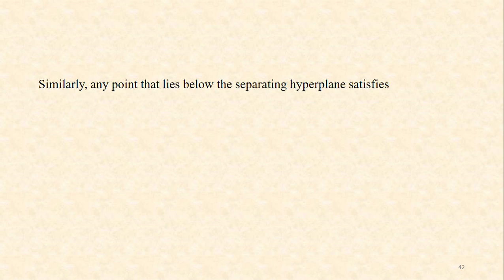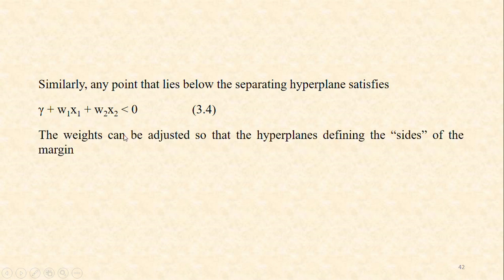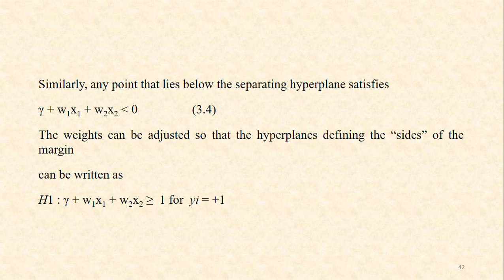And similarly, any point that lies below the hyperplane satisfies the equation gamma plus w1 x1 plus w2 x2 less than 0. The weights can be adjusted so that the hyperplane defining the sides of the margin can be written as hypothesis 1 such that gamma plus w1 x1 plus w2 x2 is greater than or equal to 1 for yi equal to plus 1.